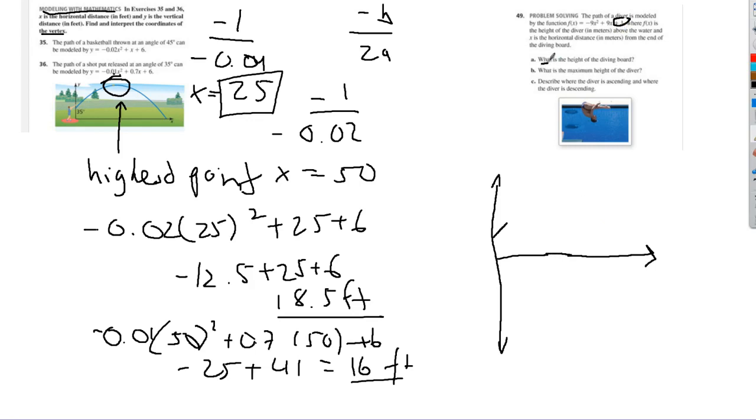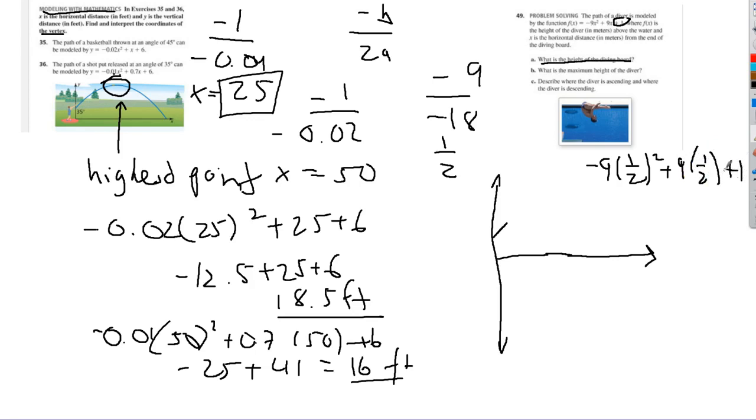Okay, what's the maximum height of the diver? At the maximum height, we actually have to do the minus b over 2a again. So that's minus 9 over 2 times minus 18, which is 1/2, right? And then we can plug it back in, so negative 9 times 1/2 squared plus 9 times 1/2 plus 1, which will give you negative 2.25 plus 4.5 plus 1, which will give you 3.25. 3.25 meters is the height.